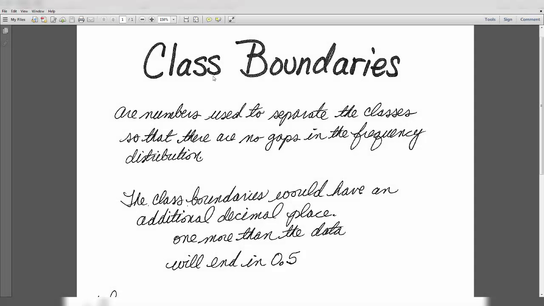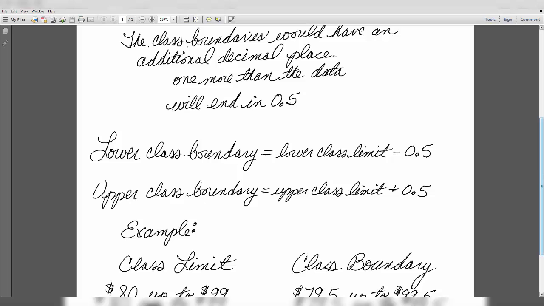Class boundaries are numbers used to separate the classes so that there are no gaps in the frequency distribution. They would have an additional decimal place, so one more than the data. Typically, your class limits would have the same number of decimal places as your data, and then your class boundaries would have an additional decimal place. Class boundaries will end with the 0.5, or if there are more decimal places, it will be 0.005.